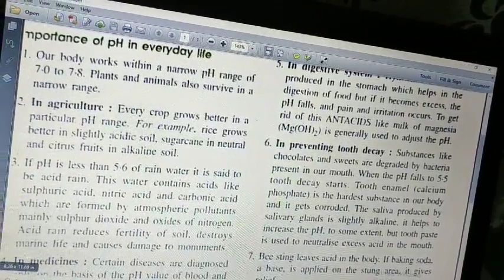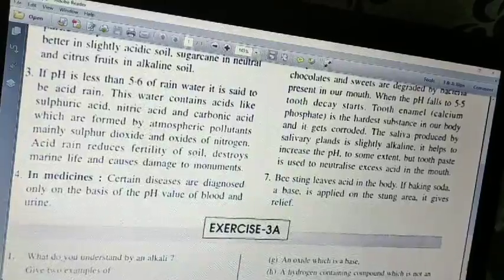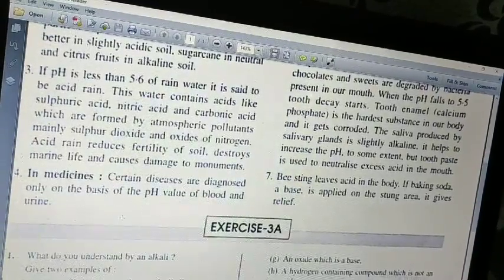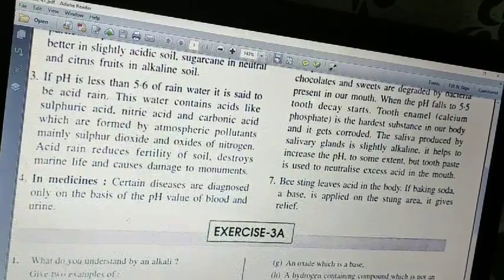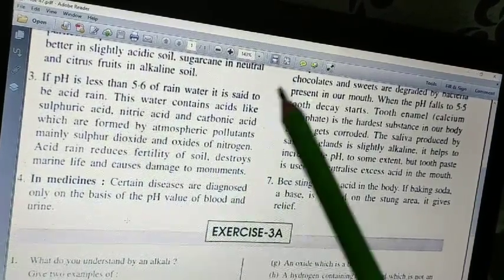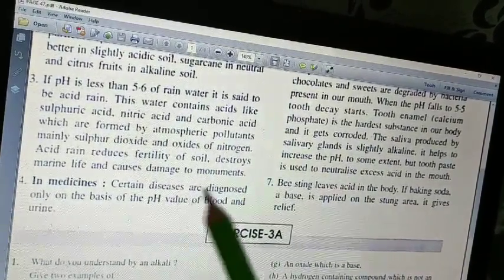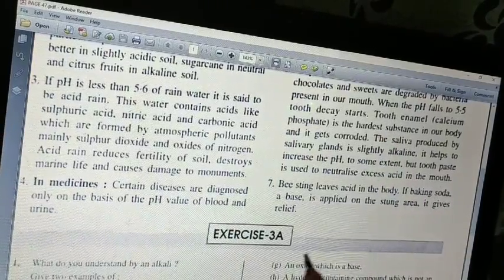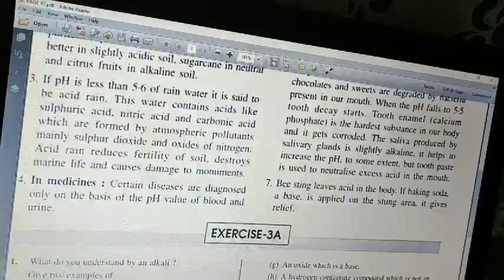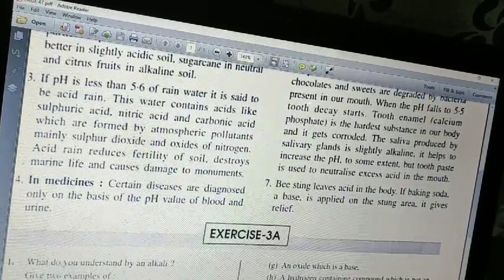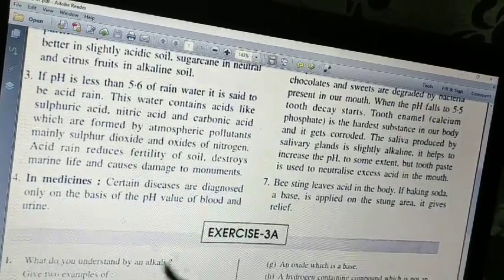Over here, pH also matters for rainwater. If the pH of rainwater is less than 5.6, it is said to be acid rain. This water contains acids like sulfuric acid, nitric acid, and carbonic acid, which are formed by atmospheric pollutants, mainly sulfur dioxide and oxides of nitrogen. Acid rain reduces fertility of soil, destroys marine life, and causes damage to monuments.